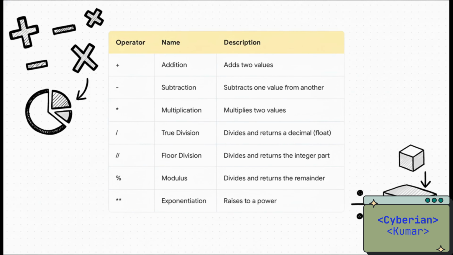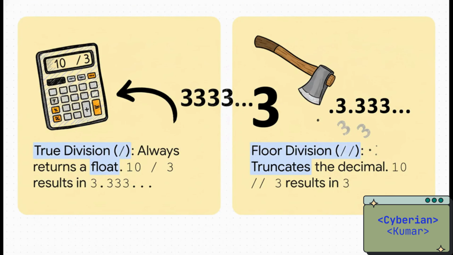And then you have exponentiation for raising a number to a power, but where it gets really interesting is with division. So, this is a big one because it trips up a lot of people. A single slash is what we call true division. It acts just like your calculator and gives you the exact answer, decimals and all. But a double slash, that's floor division. Think of it as just chopping off everything after the decimal point. No rounding, it just gets rid of it.